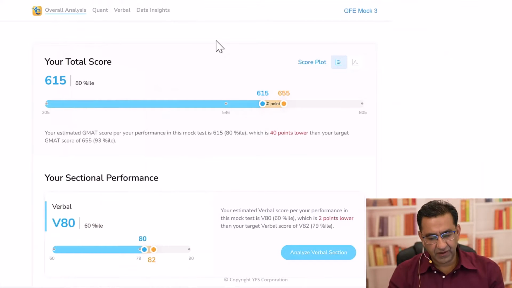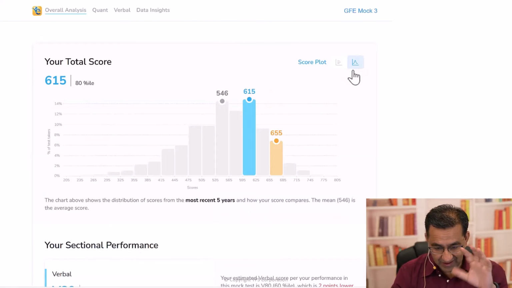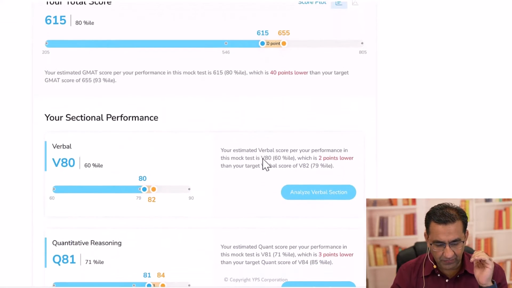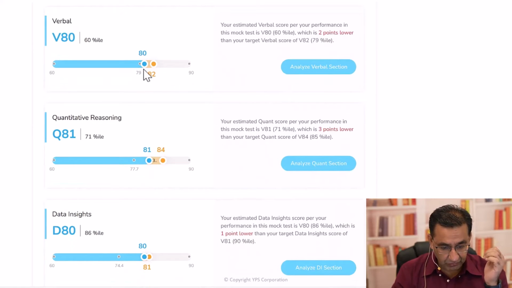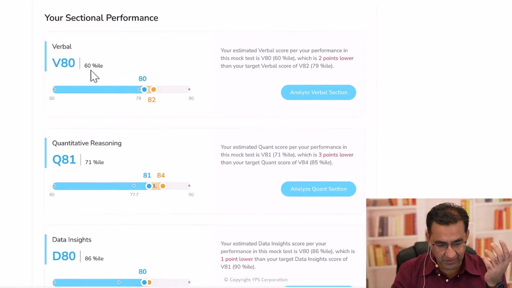Now this is your first case study of a student who scored a 615 on a GFE mock. This is an actual attempt. You can actually see the distribution pieces here. One of the first things that you really see is the sectional scores. So the student scored an 80 on verbal, 81 on quant, and an 80 on data insights. You can also see the corresponding percentiles there. So all of that information exists here.